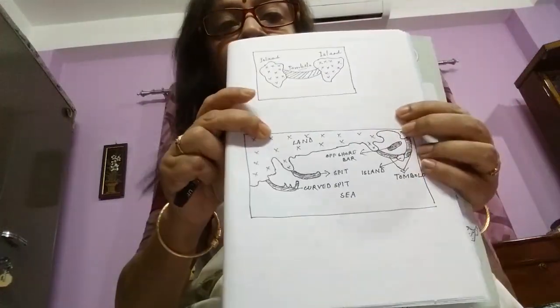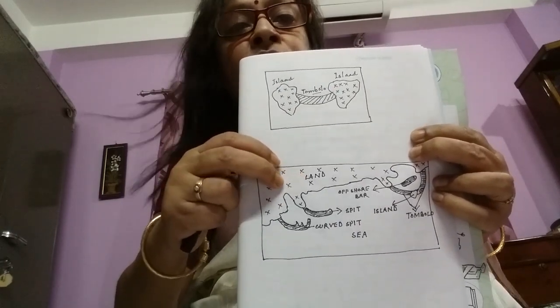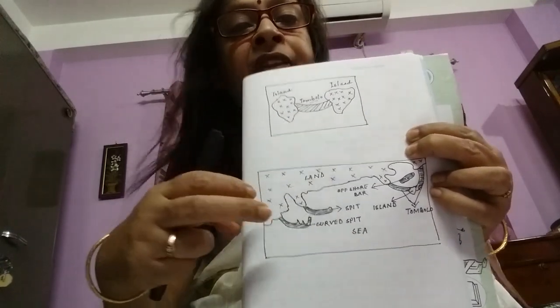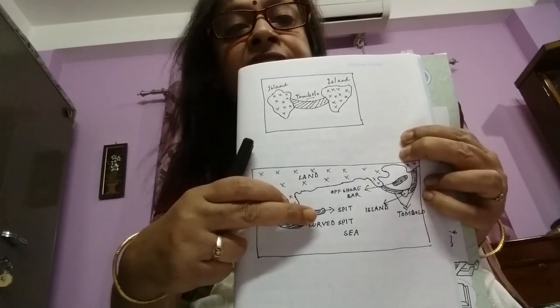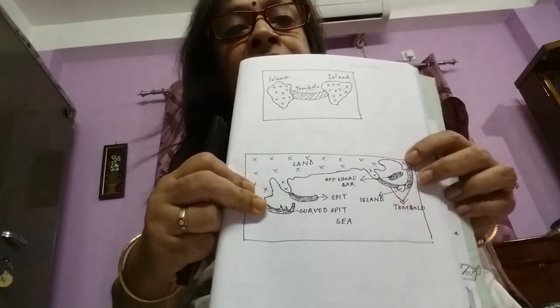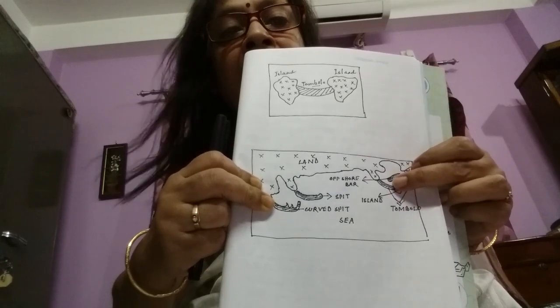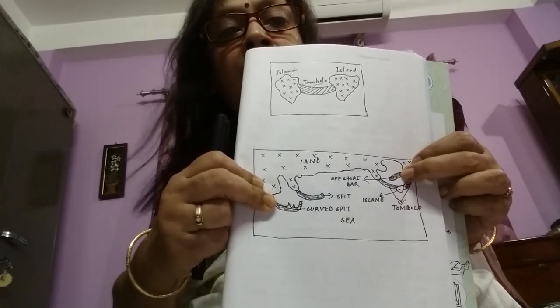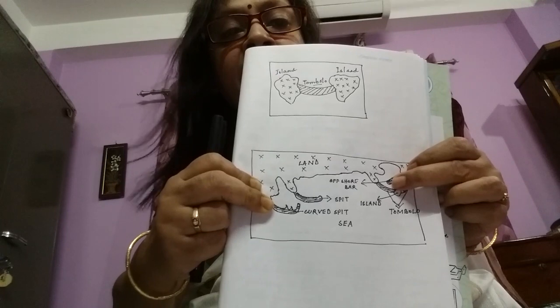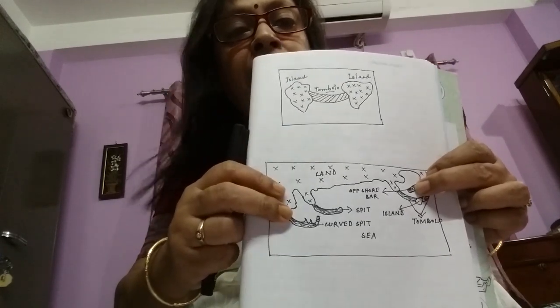Here I have drawn a composite feature. You can see here you have the coastal area, this land, and this is the sea. You can see the spits. This is the spit. This is also a curved spit. Here you can find the tombolo connecting an island to the mainland, and here a bar is formed at the mouth of the bay. This is known as the offshore bar. So these are all the marine depositional features formed by the action of the waves.